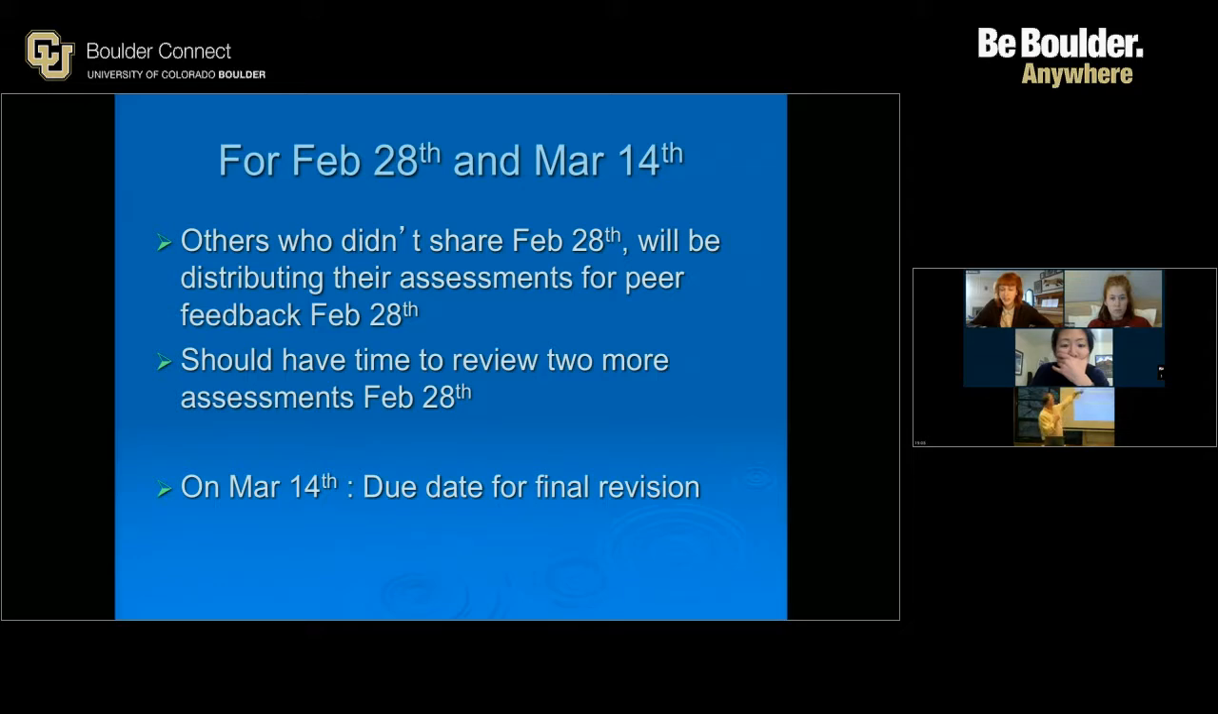Actually, that should be 21st. Those who don't share on the 21st will be distributing their assessments for peer feedback on the 28th, and everything should all be wrapped up, and you'll take that into account, plus your own self-assessment of what you want to accomplish, and your final revision is due on the 14th.